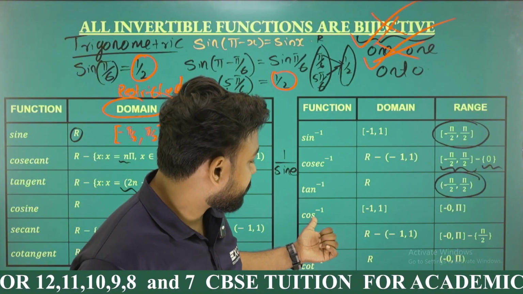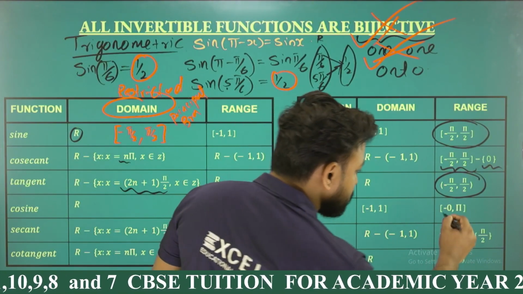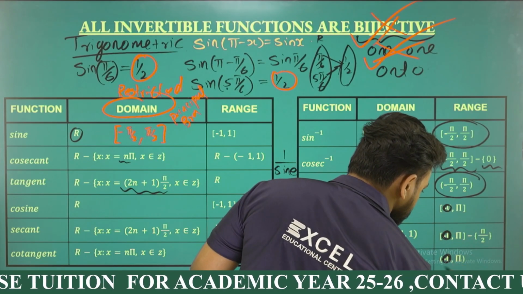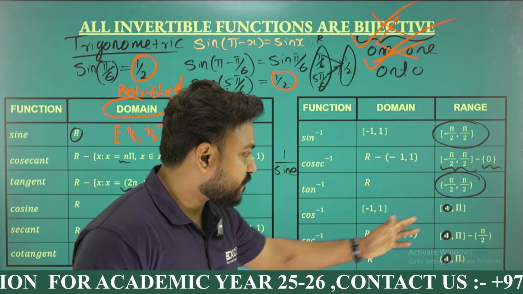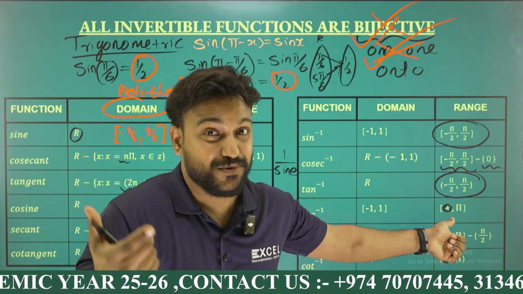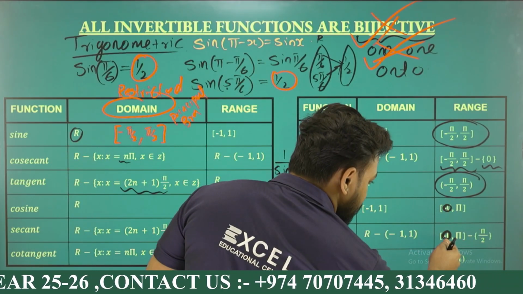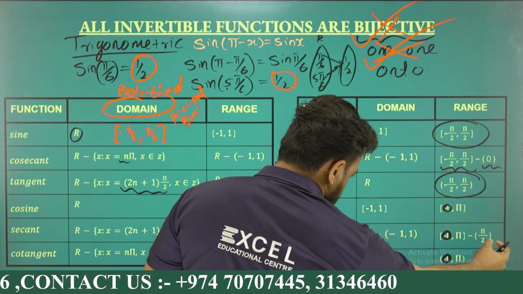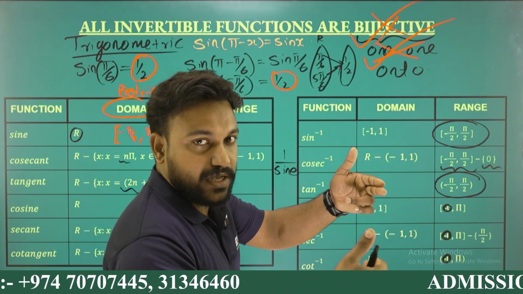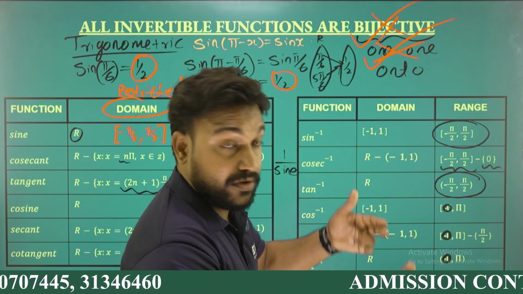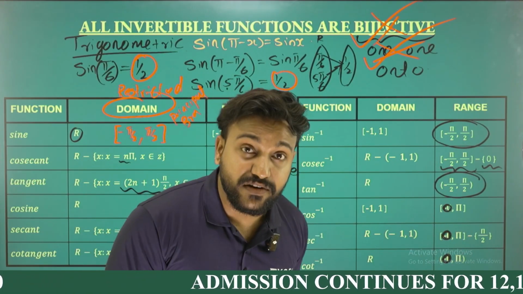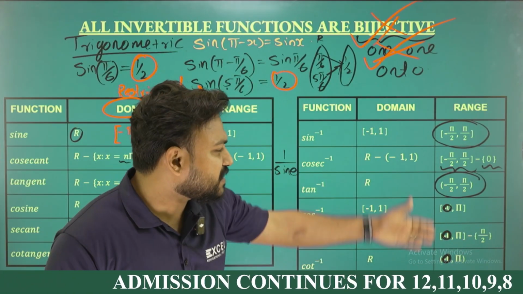So the range of cos inverse is what? It's not minus. It's 0 to pi. The range is from 0 to pi, the closed interval. If you took a screenshot before, that is not negative 0, just 0. For sec inverse, we subtract pi by 2 because at that point cos becomes 0. Sec is 1 by cos. Cos becomes 0 means it is not defined at pi by 2. So that's why we subtracted pi by 2 from it. And for cot inverse, it's the open interval 0 to pi. So it's easy to understand.